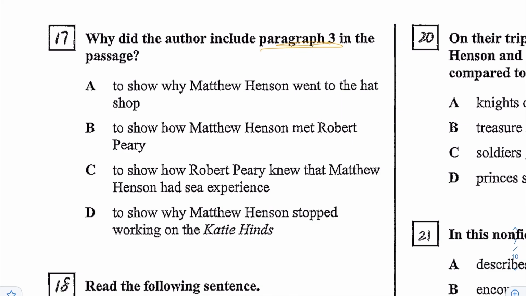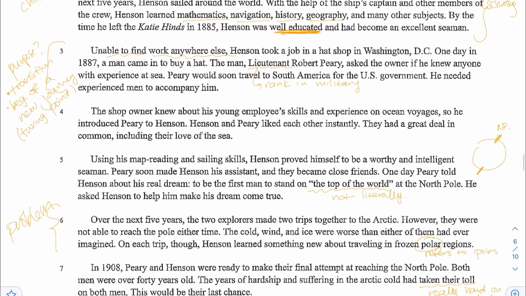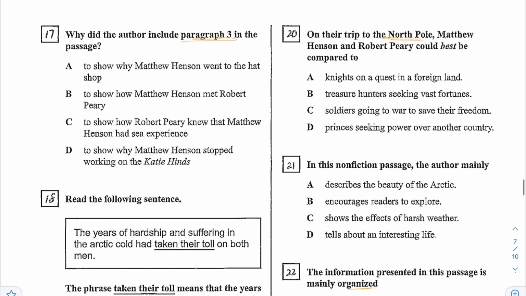Question 17 says, why did the author include paragraph 3 in the passage? So paragraph 3 is over here, and we annotated this passage. This paragraph was kind of a transition. It's the start of a new journey for Henson. So here it shows how Matthew Henson met Robert Peary. And essentially, this is that transition, this new journey. Met someone new. It's going to take him on a journey to South America.